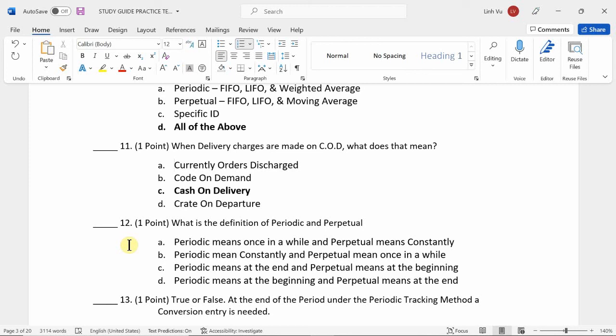Periodic means every once in a while, right? Periodically. And then, of course, perpetual means constantly, right? You're constantly updating the inventory at all times.